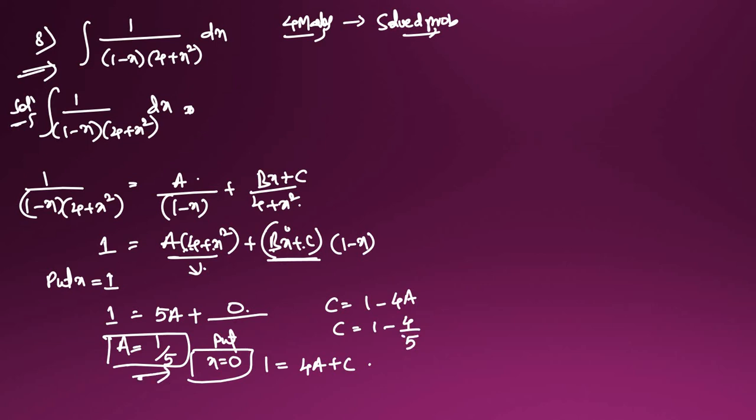C is equal to 1 by 5. So 5 minus 4, 1 by 5. C is also 1 by 5 we will get. A is equal to 1 by 5 and C is also 1 by 5. But we have to find the B value also.